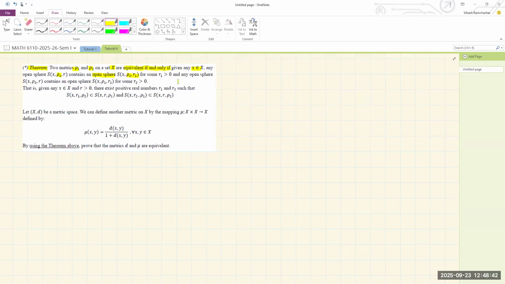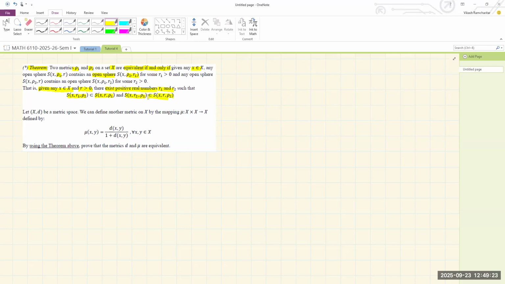And in a similar way, given any x in X and any radius, I could find two positive real numbers, R1 and R2, such that the open sphere with respect to rho 1 is contained in an open sphere with respect to rho 2, and any open sphere with respect to rho 2 is contained in an open sphere with respect to rho 1.